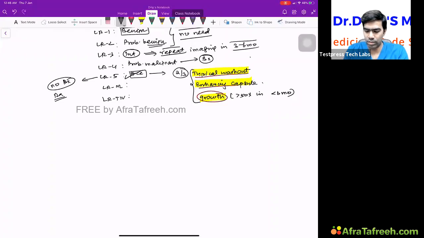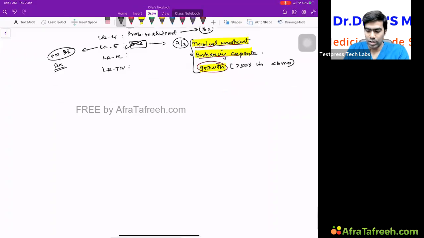That you're doing. So whether to see that mass is enlarging or not, probably the washout pattern will be much clearly seen after 3 to 6 months. So you have to repeat imaging in 3 to 6 months. So then we have this LRM. So what do you mean by LRM?